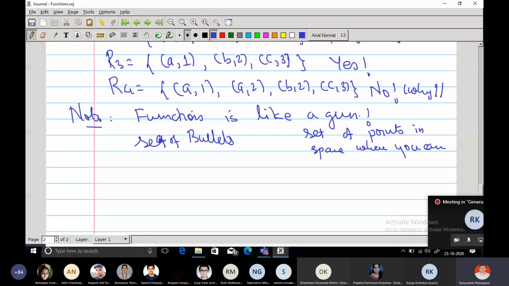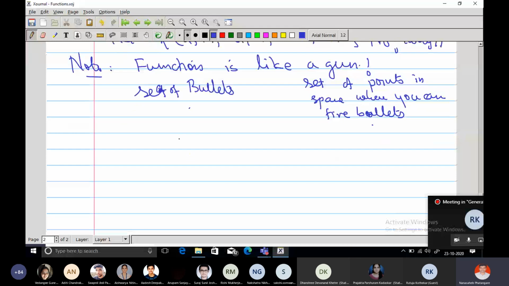Right. So this is a set of bullets, and this is a set of points in the space where you can fire the bullet, right? So I have bullets B1, B2, B3, B4, and so on, and I have various points in the space. Whatever you can say, suppose you are learning shooting, so then you have a plain sheet, right?